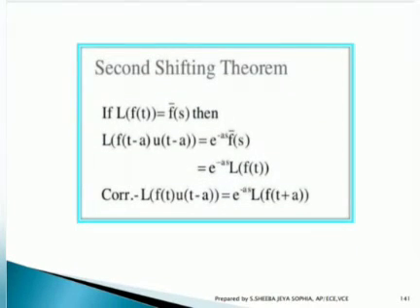Moving to the second shifting theorem: if L of f of t is equal to F bar of s, then L of f of t minus a into u of t minus a is equal to e power minus as F bar of s. This is equivalent to e power minus as into L of f of t.